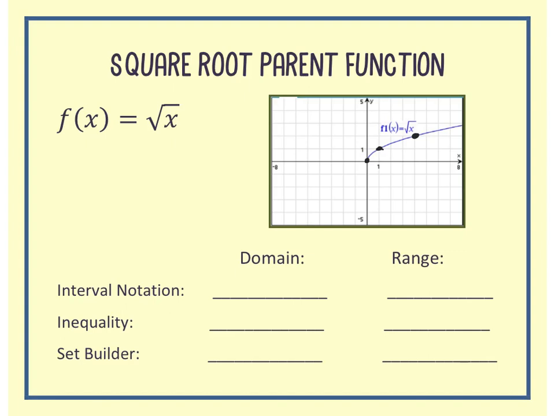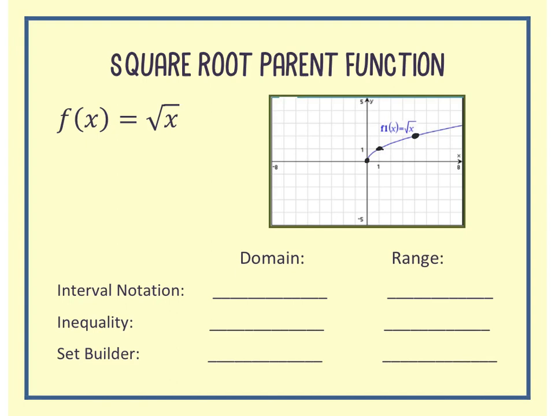So notice that in order for this to be a function, this is only the positive square root. Because we know that when we take the square root of a number, it has a positive and negative solution. But for the sake of being a function, we only do the positive solution. Let's discuss domain and range, and we're going to work on writing the domain and range in 3 different notations. We have interval notation, inequality, and set builder.